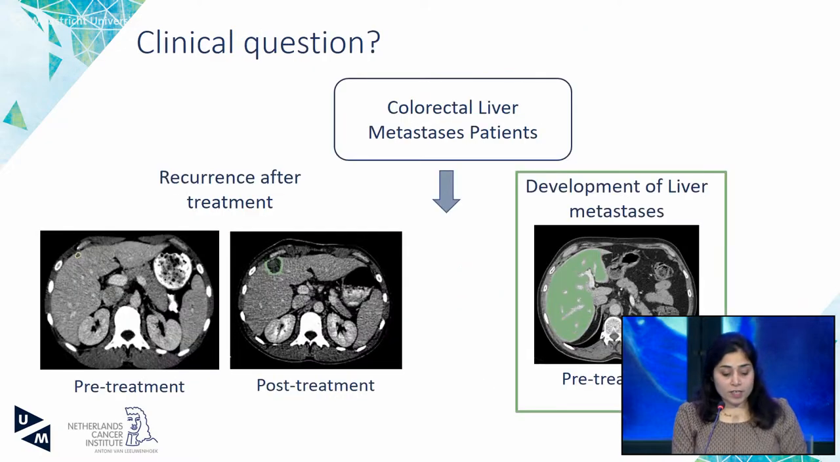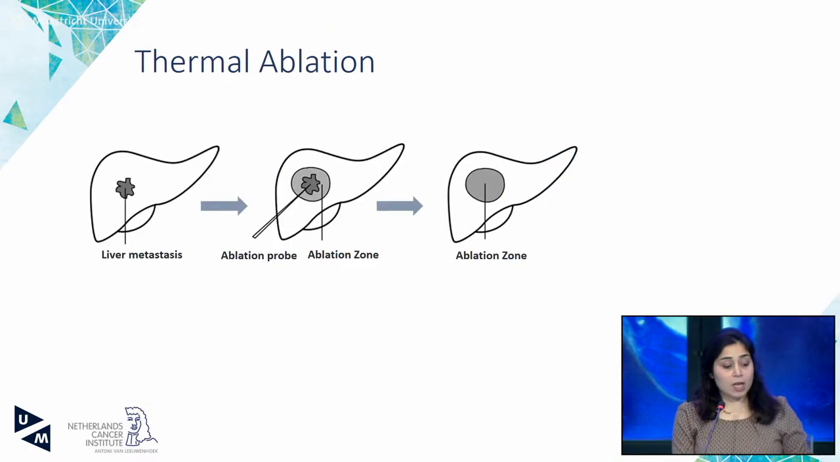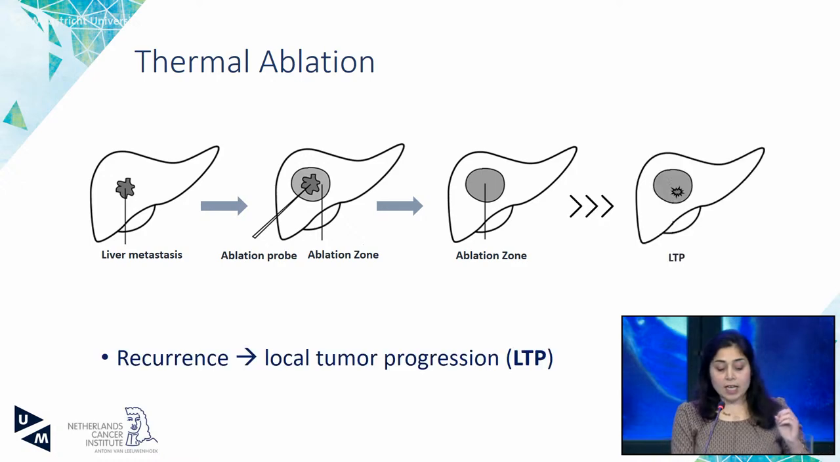So after testing the first hypothesis and first question, the next one was to investigate the radiomics features of the lesion, and we are checking pre-treatment and post-treatment. The treatment here is thermal ablation. Thermal ablation is one of the treatments for colorectal liver metastasis for non-resectable cases. It uses extreme heat to destroy, or ablate, the liver metastasis. However, in some cases, a regrowth will happen within the ablation zone, within the lesion we destroyed, or at the edge of the ablation zone. And we call it local tumor progression.